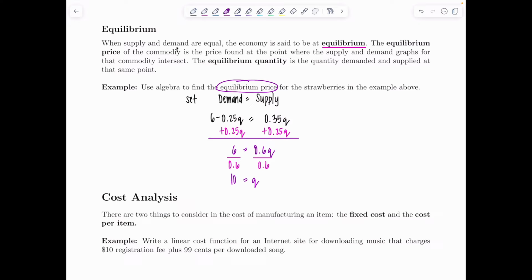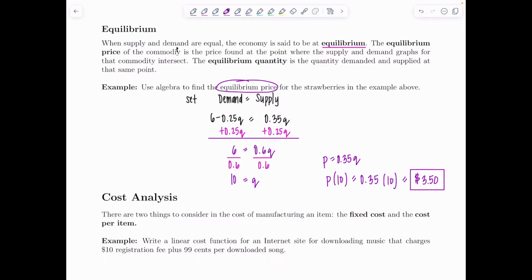So to get the actual price, you could plug it into either the supply or the demand equation. I think the supply equation's easier, right? So the price is 0.35 Q. So the price at 10 units, or actually it's 1,000, right? You have to multiply by 100, would be 0.35 times 10, which is $3.50.